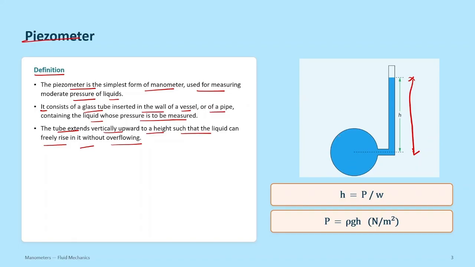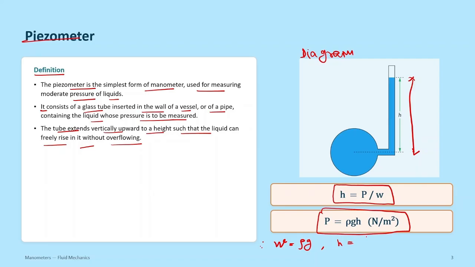Here, this is the diagram of the piezometer. Here you can write this formula: h equal to pressure upon specific weight, or weight density. So from this formula you can get P equal to rho g h, because we know that W, the specific weight, is equal to rho g. So if you put it in place of W, you will get P equal to rho g h.